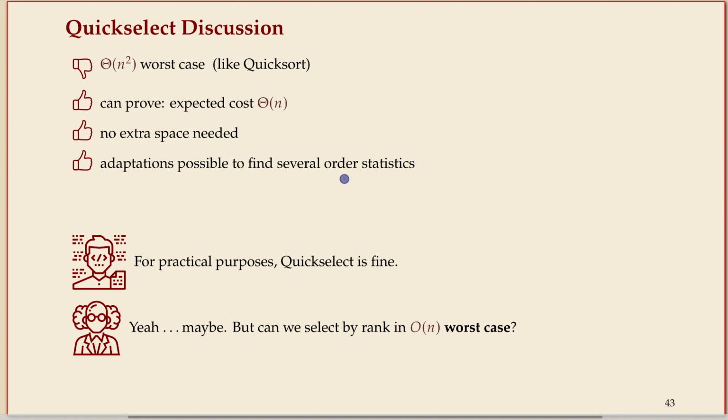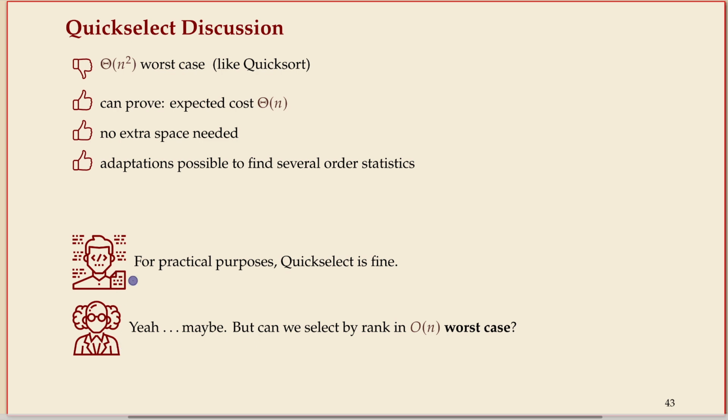You can also tweak the same code to find, say, 5 different order statistics in one go instead of just one, which is a bit more expensive than finding a single one, but it's cheaper than calling quick select 5 times. But that part's not so vital. So for practical purposes, quick select is fine, and the programming libraries that provide a method for selection by rank, like the C++ standard template library, has a function nth_element that is based on quick select.